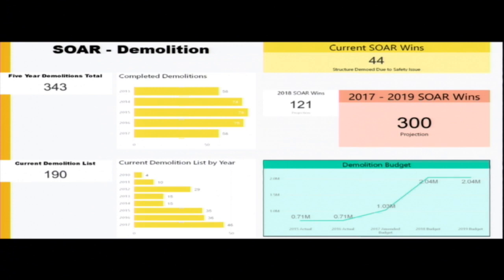The demolition wins: we have current wins of 44, and those are just structures that we've demoed this year. I would make note that of the budget at the bottom, the 18 budget is $2 million. One quick note on the number of demos: we'll settle out this year with 62 demolitions with budget this year. Out of that, I believe we had 5 commercial structures included in those 62. So, 5 commercials.